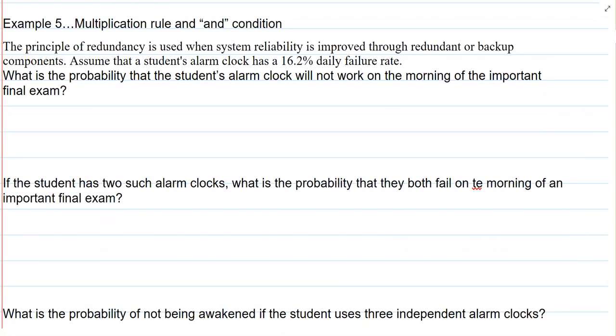Here is a multiplication rule and condition. The principle of redundancy is used when system reliability is improved through redundant or backup components. Assume that a student's alarm clock has a 16 and 2% daily failure rate.